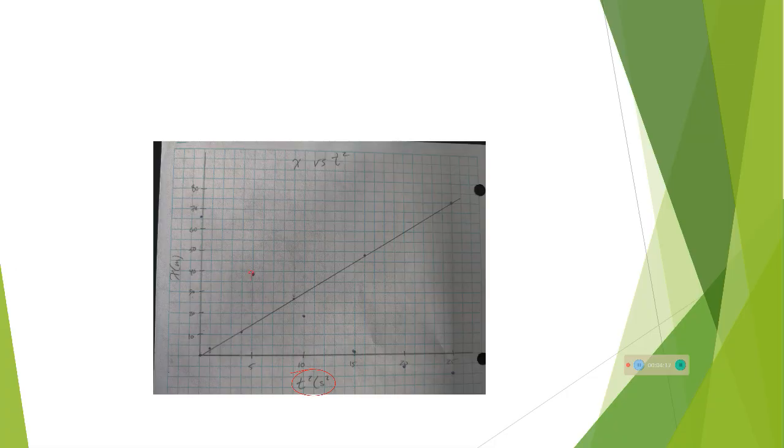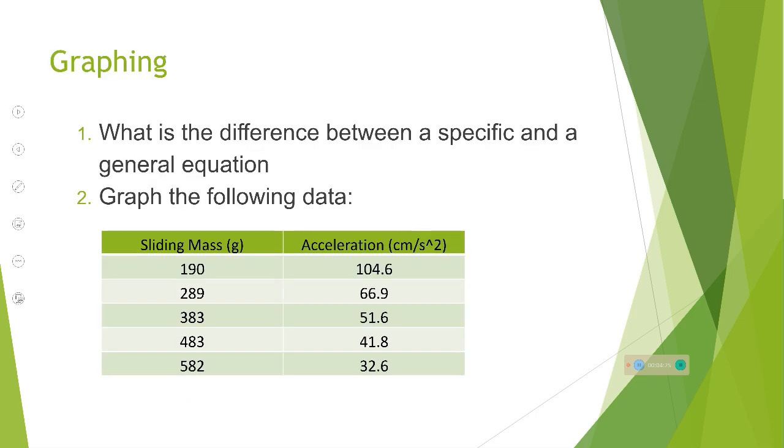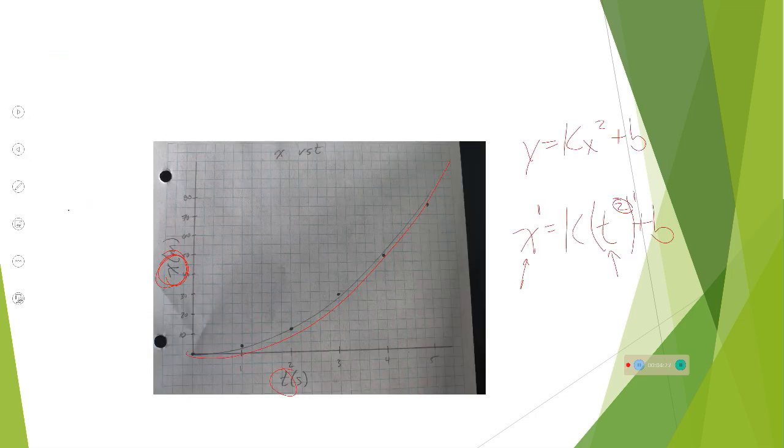Pay no attention, by the way, to these. This is the back side of the page, and so it's messing up. But yeah, straight line. You'll notice now the scale is different. On the last page, the scale was 1 to 5 because I had 1, 2, 3, 4, and 5.